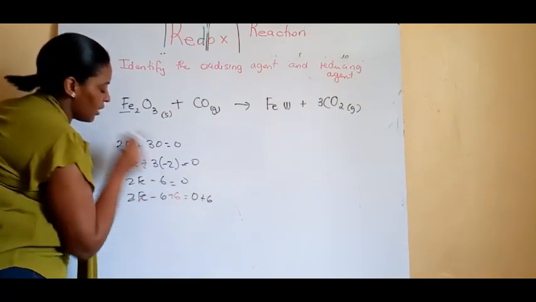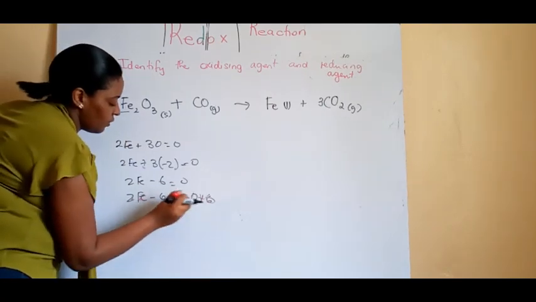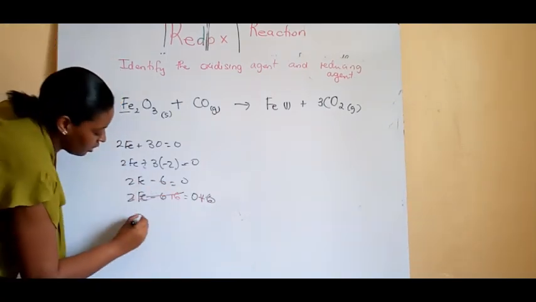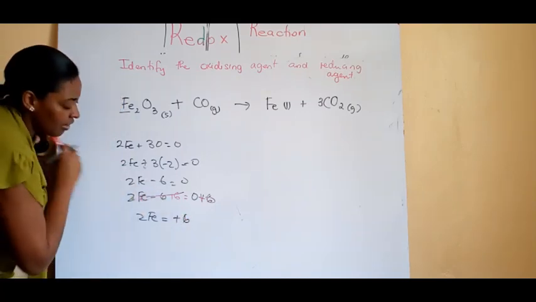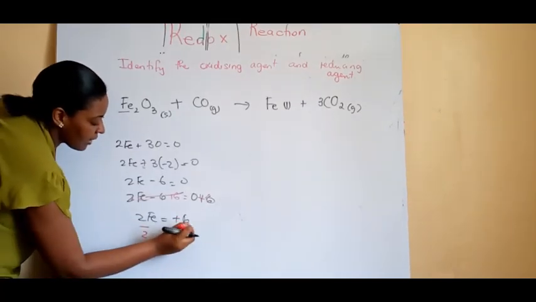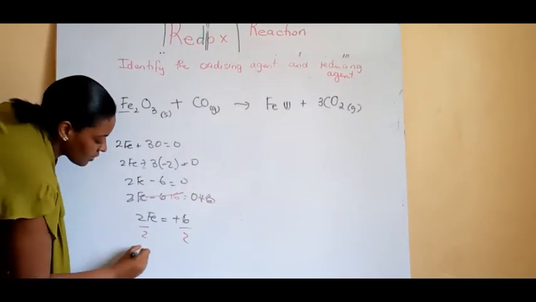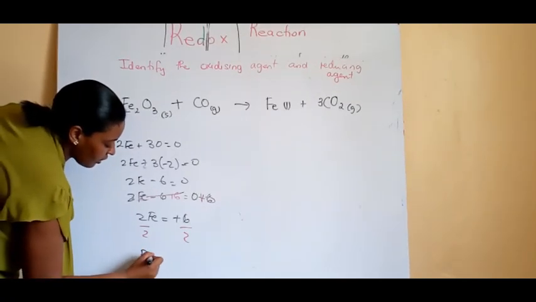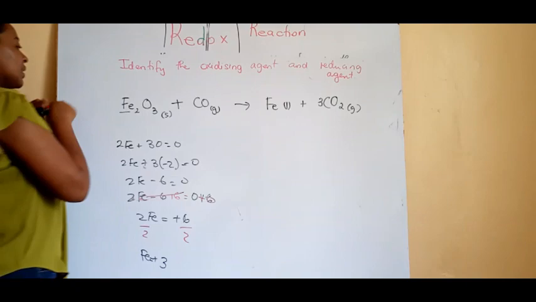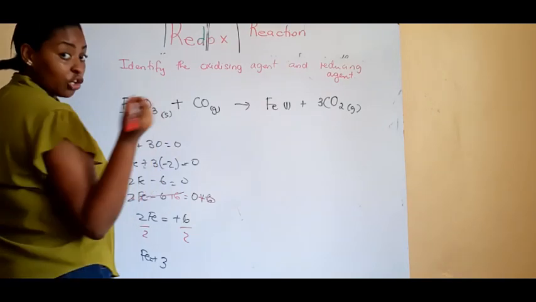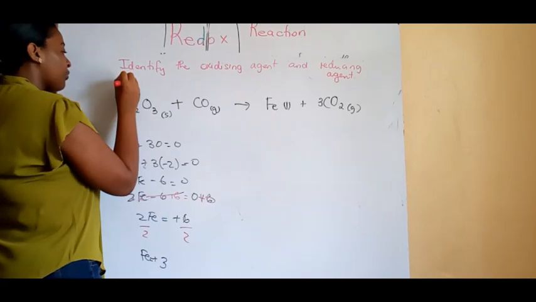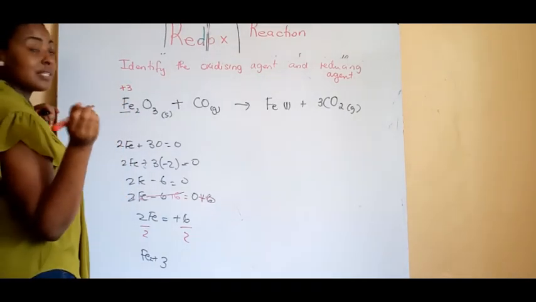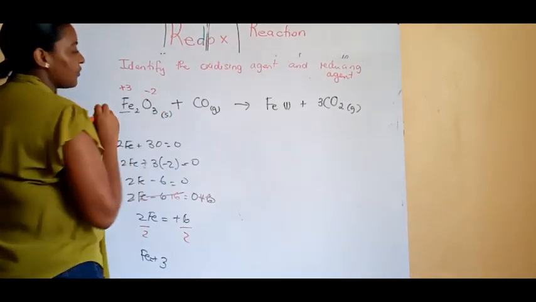We want to get rid of the -6, so we're going to add 6 to both sides. This cancels out. So 2Fe equals plus 6. We want to get the value of 1Fe, so we're going to divide by 2, what we do on one side we do on the other. So Fe in this scenario equals plus 3. So in this compound, we don't care how much is in there. We know 1Fe is plus 3. Oxygen is always -2, so we're at -2 there.